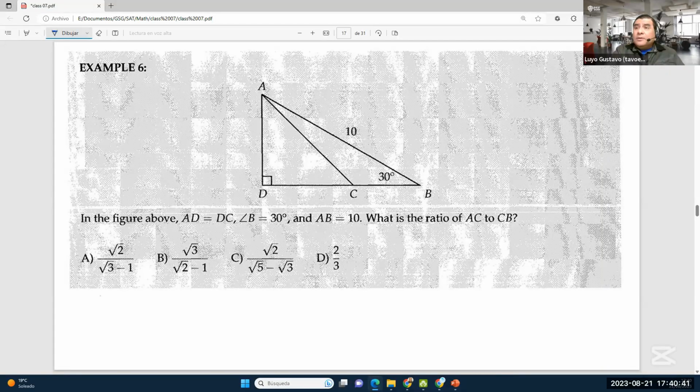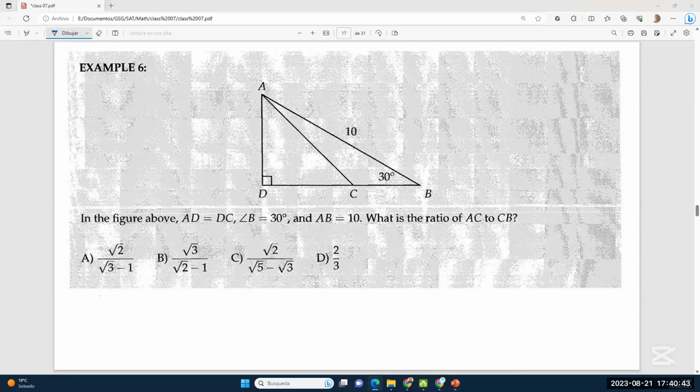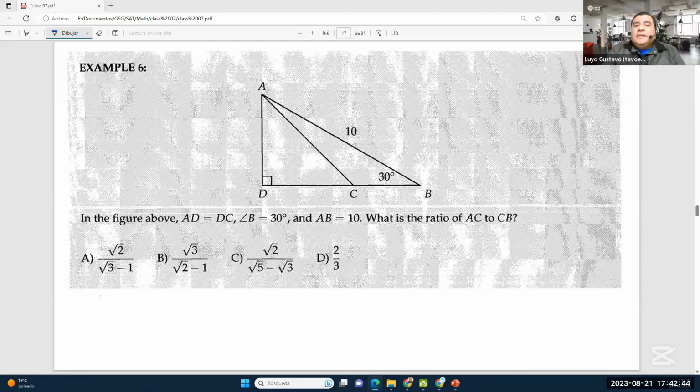You can try this one on your own first. Okay, let's see the solution to example 6.